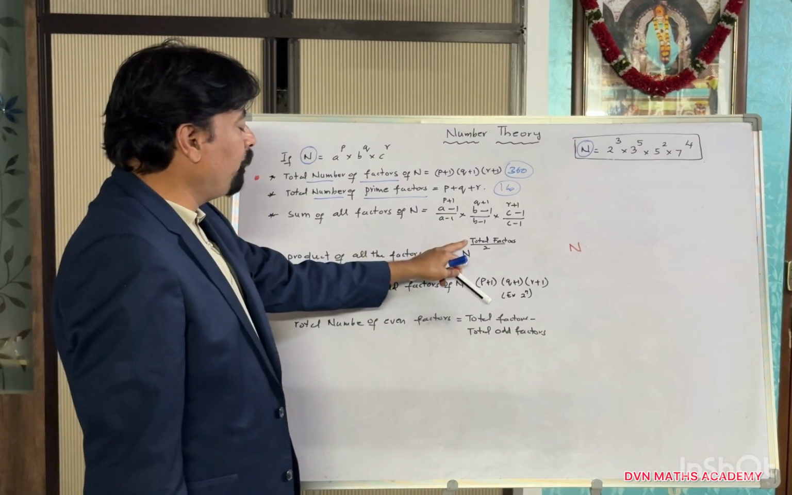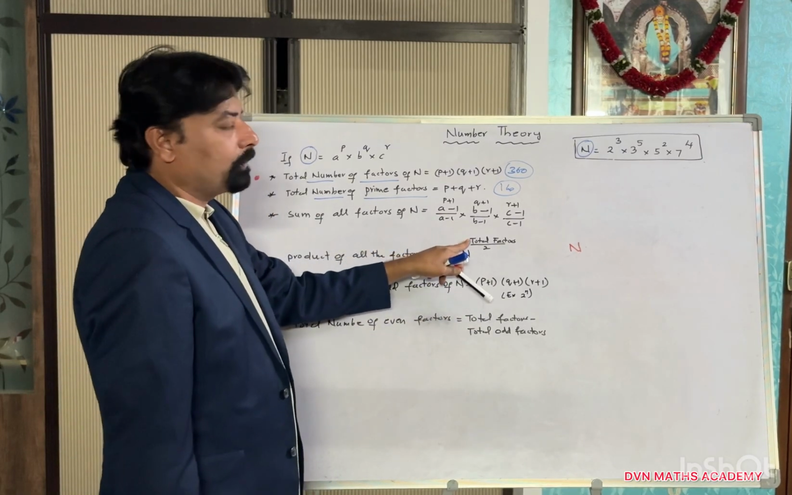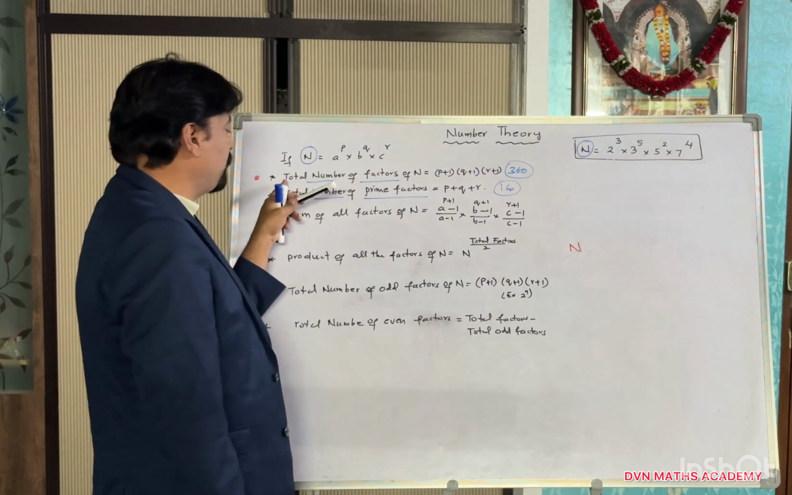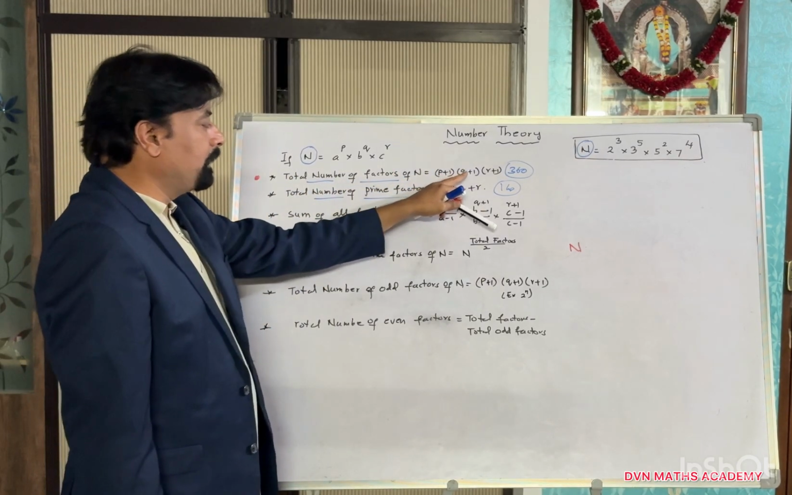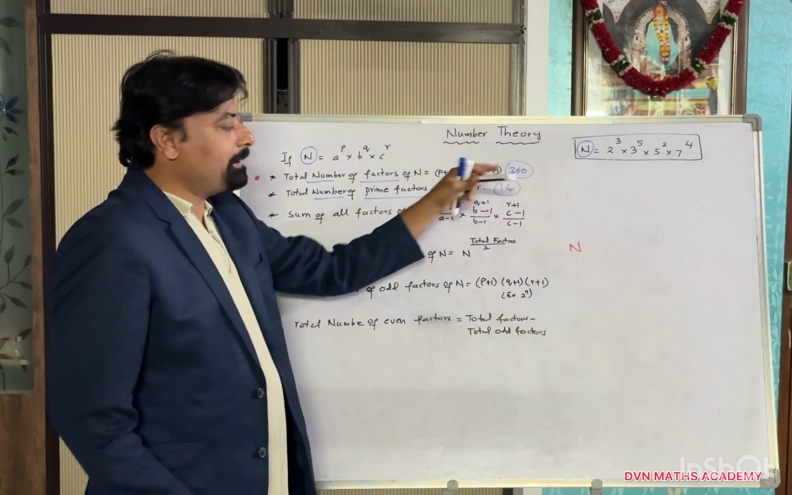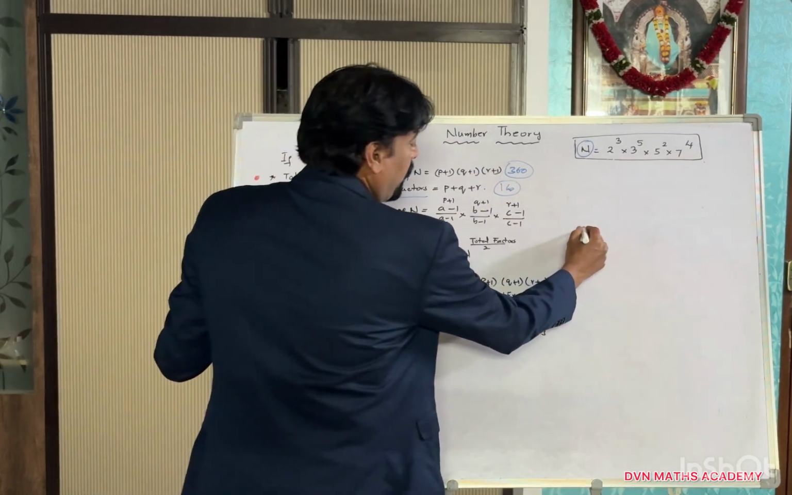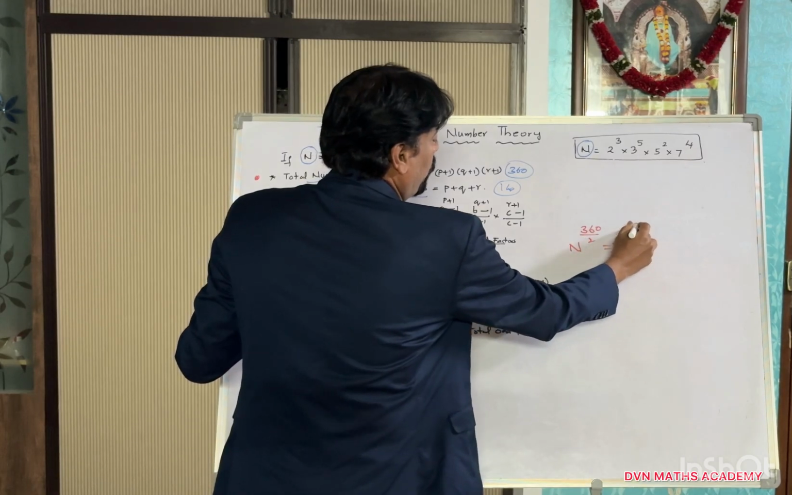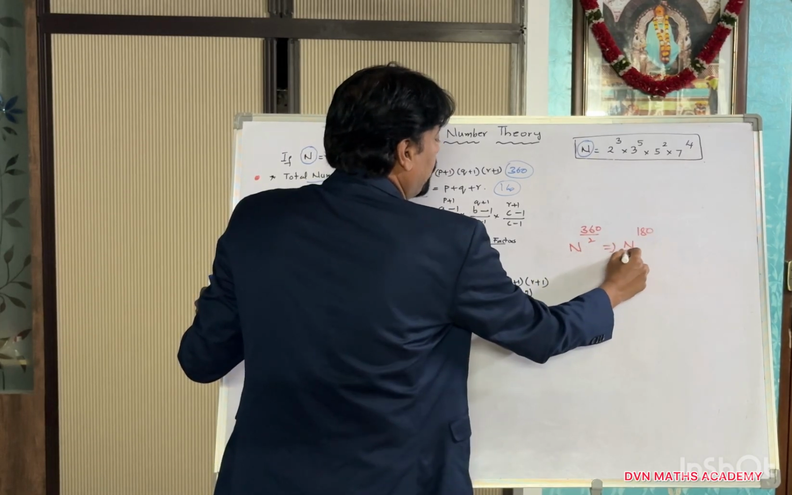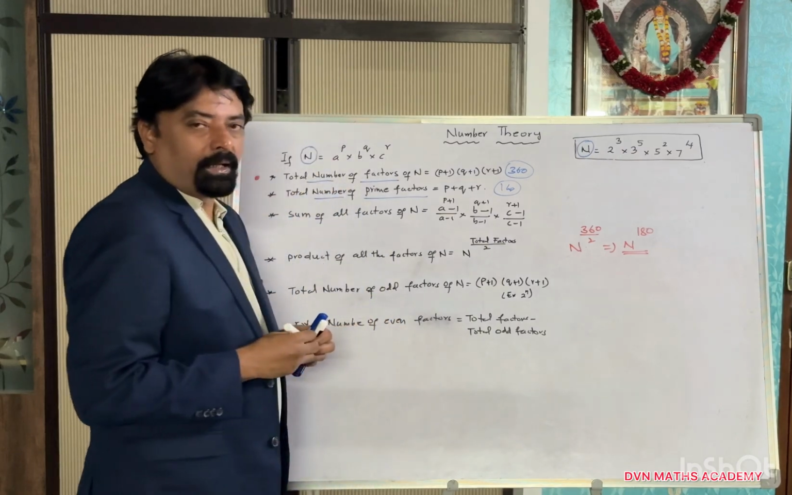For example, you need to find the total factors. I already found that in the first concept. The total number of factors of the given number according to that formula is 360. Now n to the power of 360 by 2 implies n to the power of 180. So this is your answer.